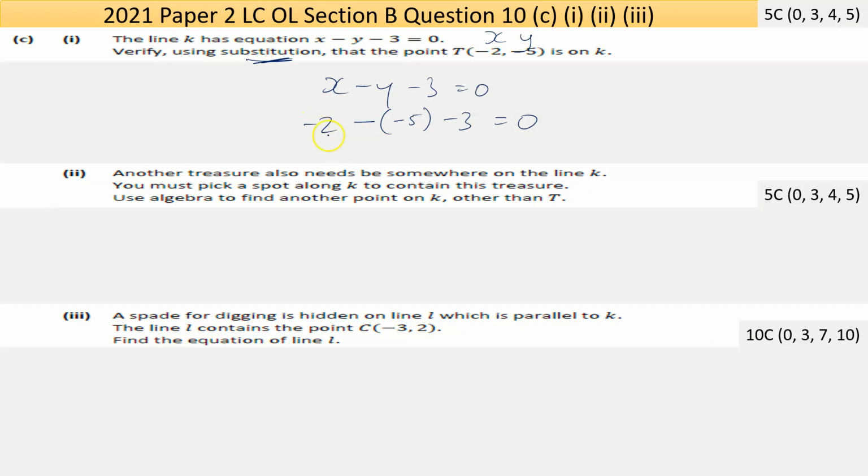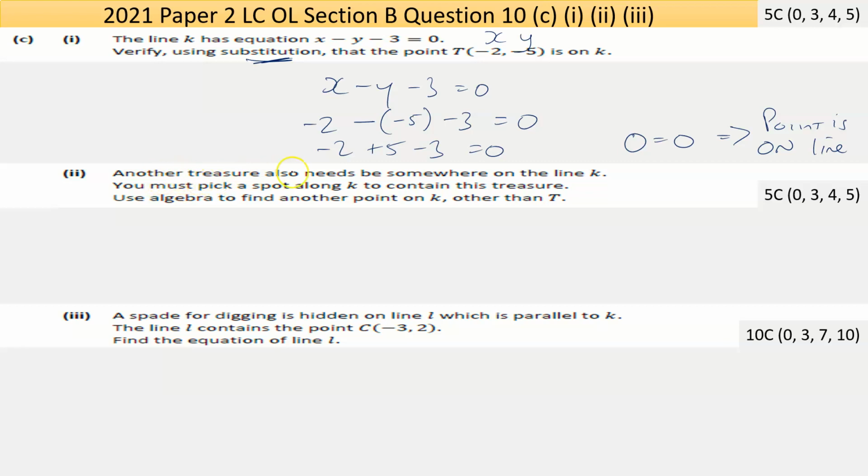So going left to right, minus 2, minus by minus changes that to a plus 5, take away 3 equals 0. Now if you add this, minus 2 plus 5 is the same thing as 3, take 3 is 0. So 0 is equal to 0. Therefore, the point is on the line. If the left side did not equal the right side, the point is not on the line. Again, that's why it's bog standard. That's all you have to do if you get asked. It might ask it again in a circle question as well.